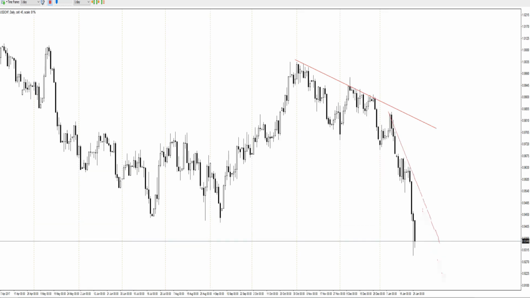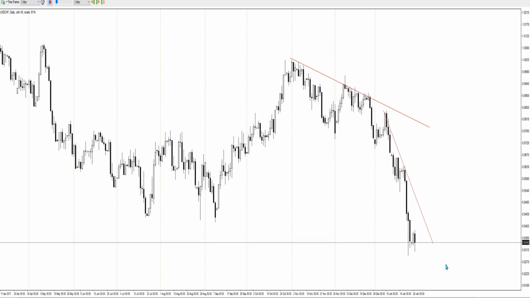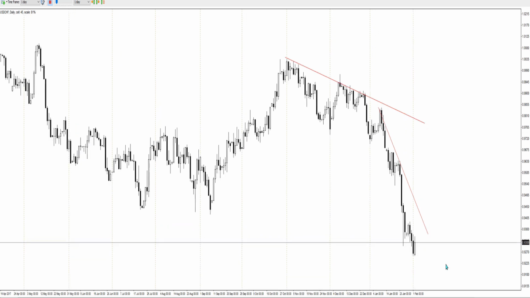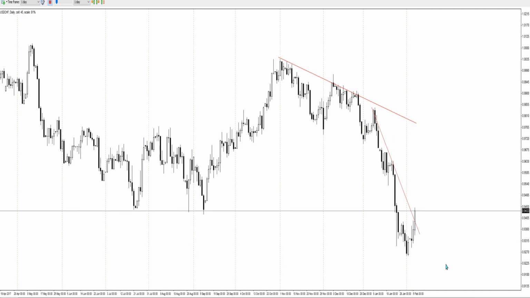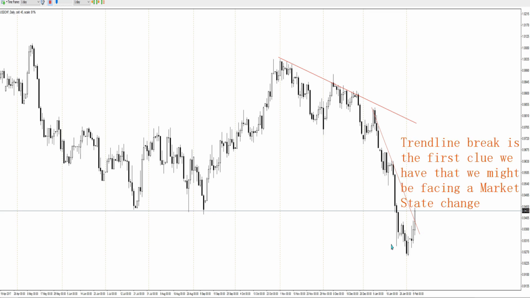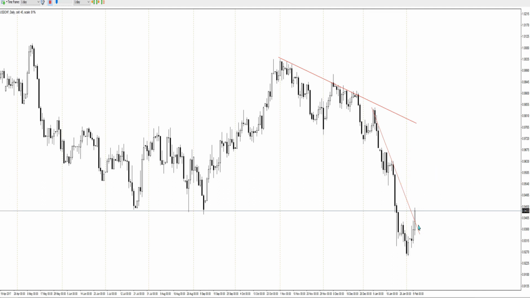But as long as the trend line is intact and respected, we assume that the trend is still in play until there's a trend line break. Now it's at this point where the market state could change, and it could change to the state that we would love to trade in, and that is the accumulation stage or the ranging stage. Let's see what happens. But first we need another qualifier.